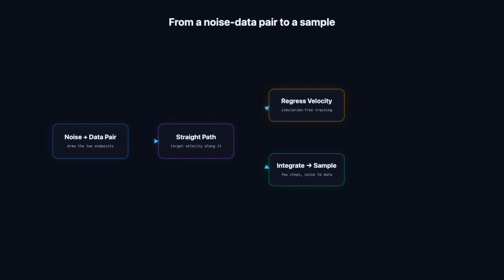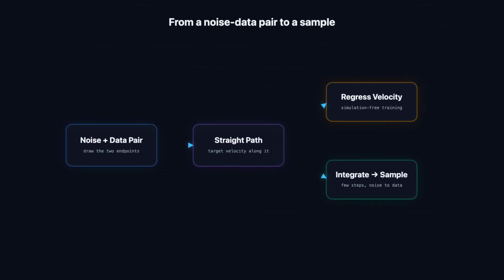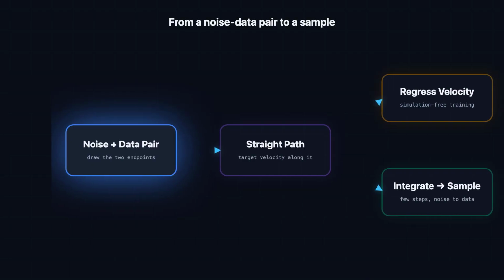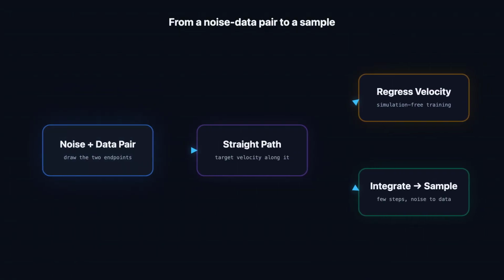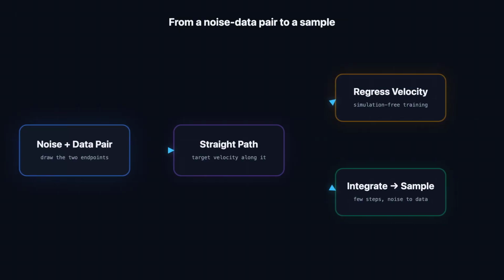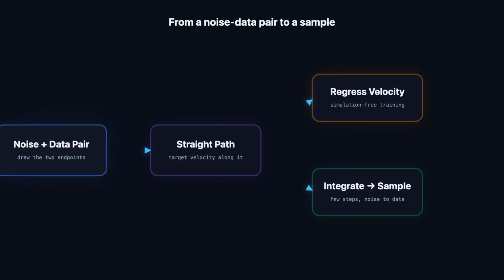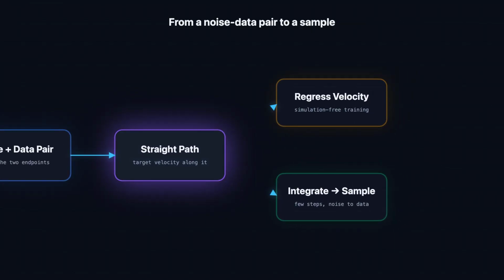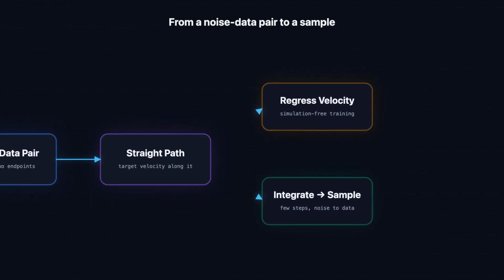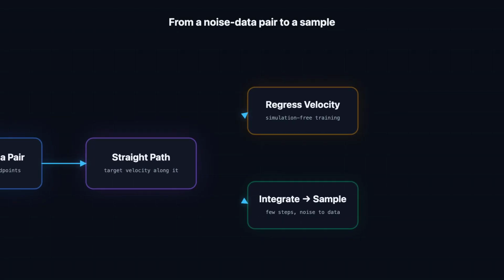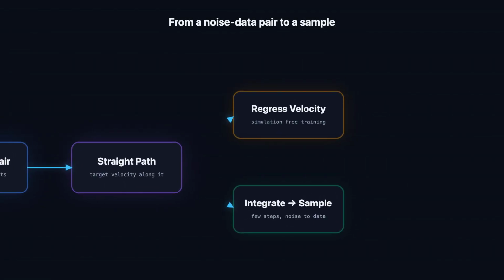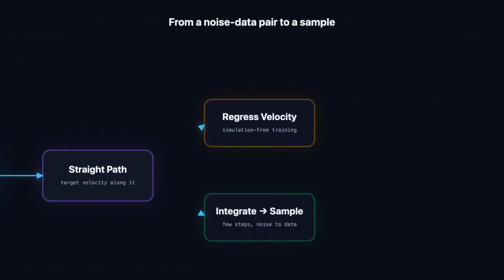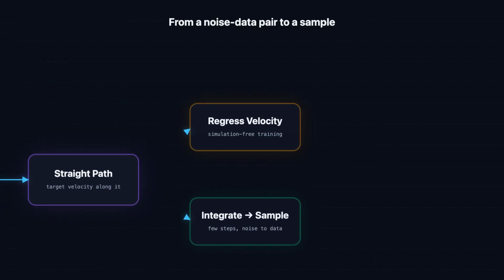Let's walk through the actual setup, because seeing how a sample is built makes the velocity idea concrete. Everything begins with a pair. You draw a random noise point and a real data point. These are the two endpoints, the place you start from and the place you want to end up. Between those 2 points, you define a path, and the popular choice is a straight line, an approach often called rectified or linear flow. At any moment along that line, there's a clear target velocity, simply the direction pointing from noise straight toward the data.